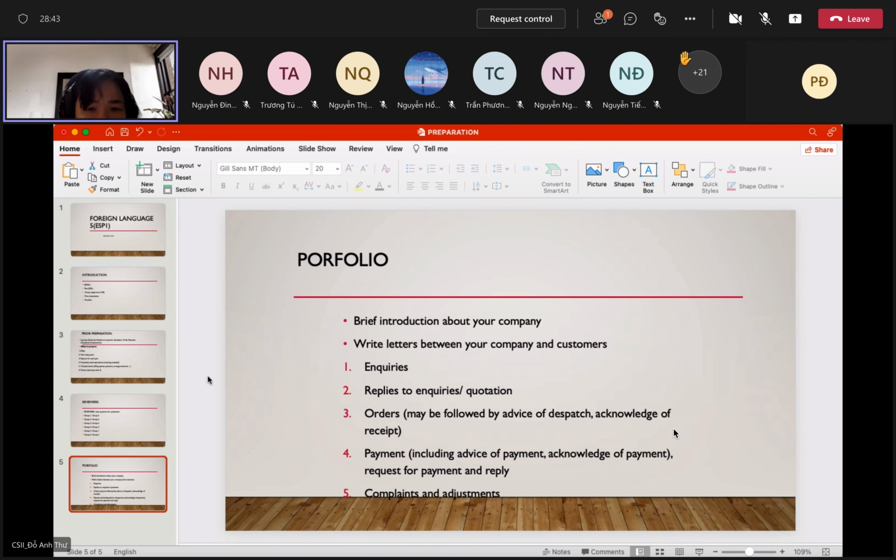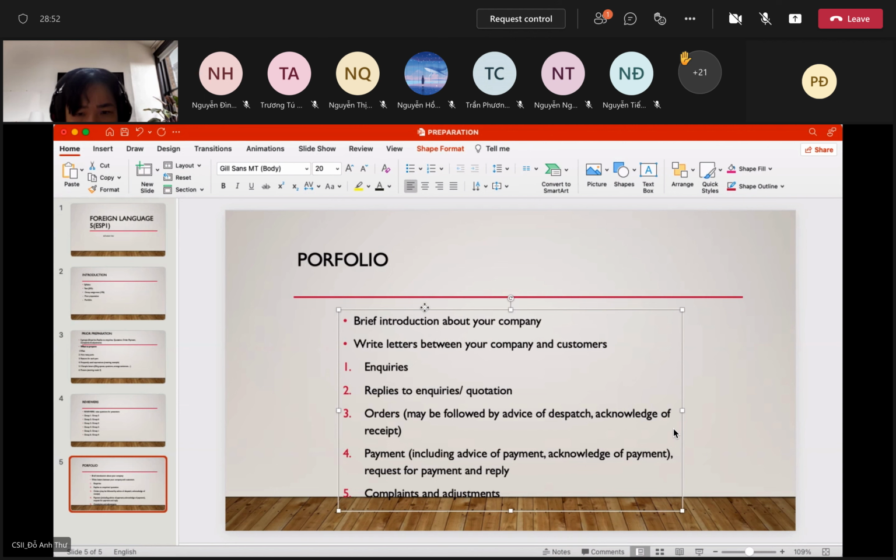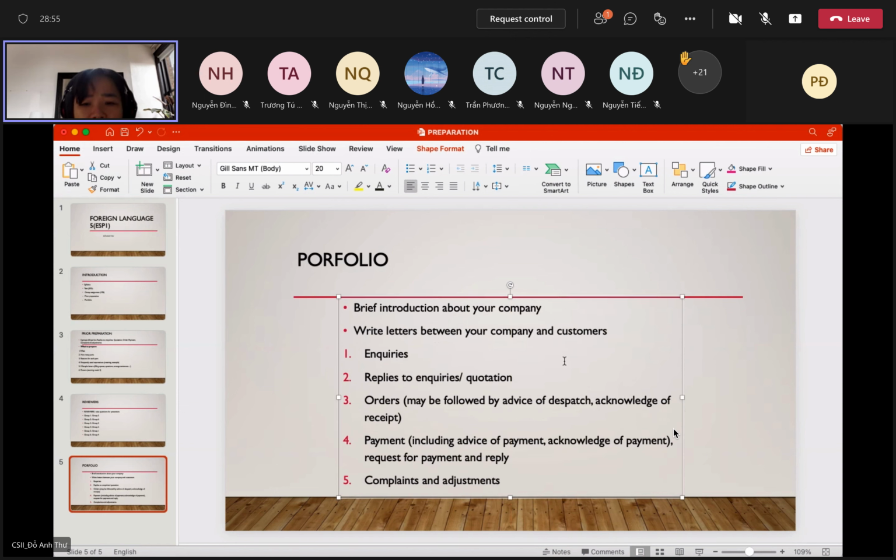In relation to the portfolio here, you have the brief for your portfolio. It's not important now. You can just take a look when it comes to the week number when you need to submit. So on these letters, you must include these letters in your portfolio. Brief information about your company, write letters between your company and customers. You might include the situation, so I would know what it is about.